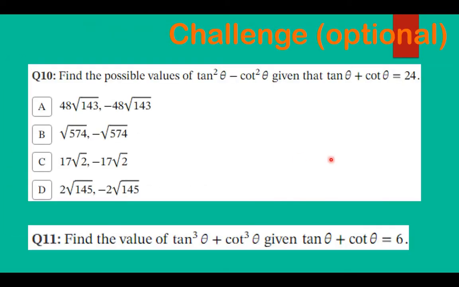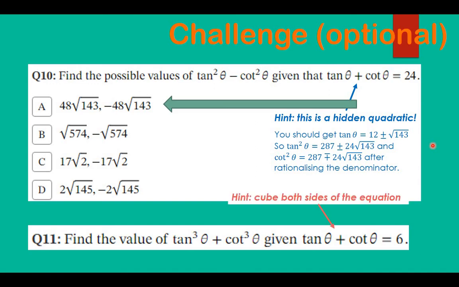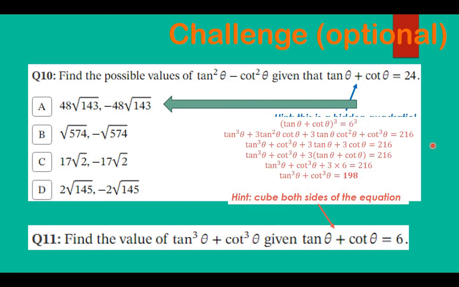Right then, these are really challenging questions, and so they're just optional. I'm not going to go through them in detail. Here's a hint, and some guidance towards the solution. Here's the answer. Okay, and a hint for number 11. Alright, and if you work through that, it should look like this. Get 198.